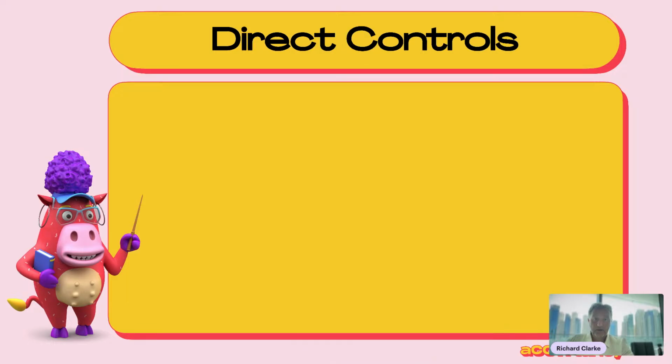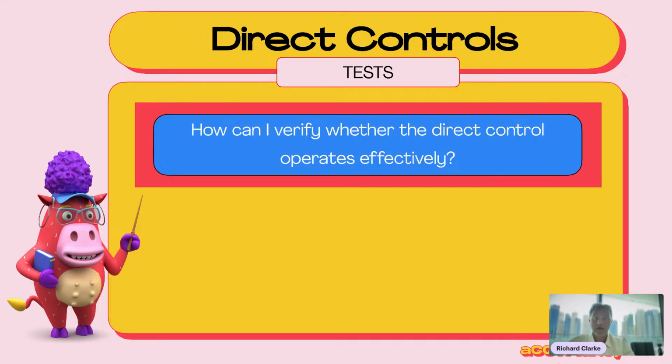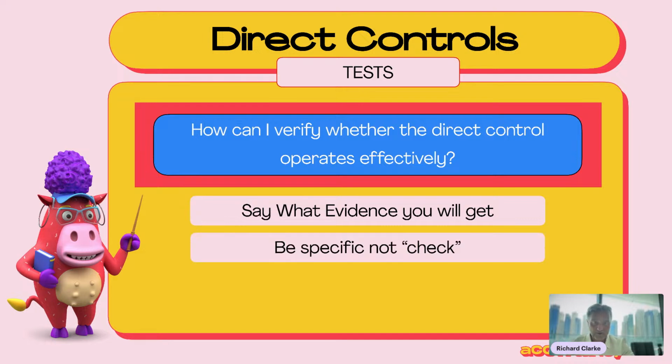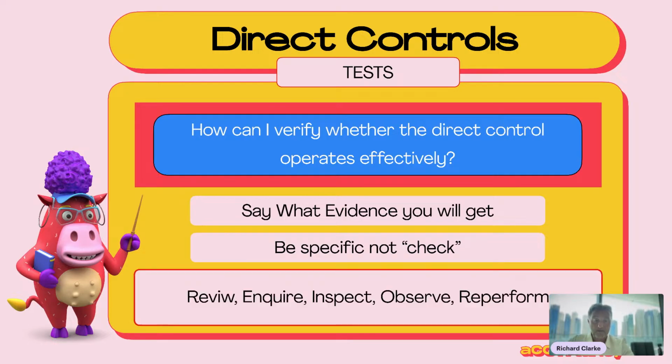Keep going then. So we've done our explanation. Now we have to do part B of the question, the tests. How can I verify whether the direct control operates effectively? How can I prove that someone is checking the goods delivered note, the online order, and the sales invoice? So you've got to say, this is literally the evidence that I'll get. I'm going to be specific and not just say check.